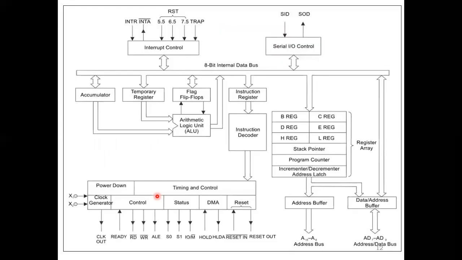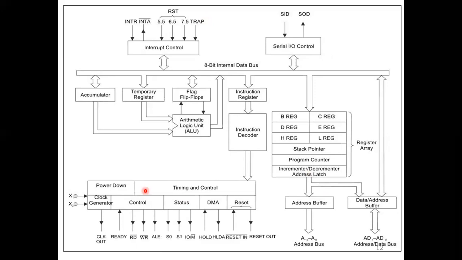Okay, this is the complete structure of the architecture of 8085. In this architecture, we have multiple functional units, like the ALU and instruction unit, then the register unit, then the address bus unit, then serial input output control, then interrupt control, then the timing and control unit. These are the different functional units available in the 8085 architecture.